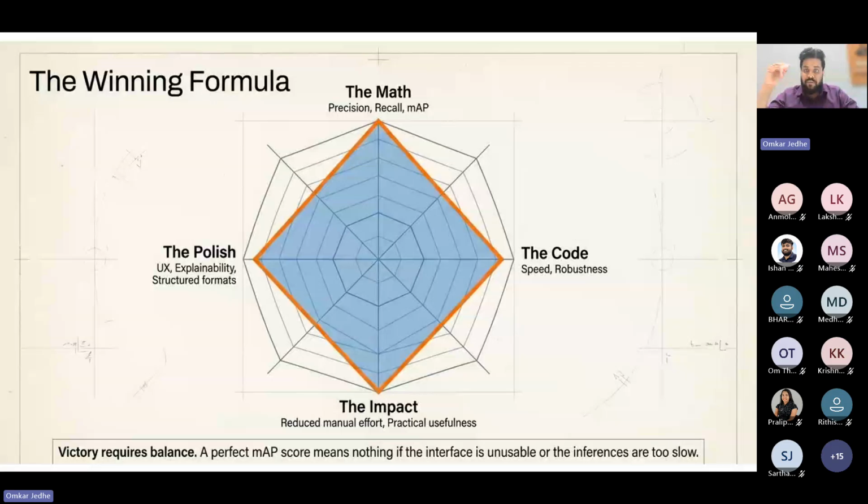The code should be very well structured. Code quality should be nice. The impact that is really going to happen: are you really reducing the manual effort? Is it practically used or not? And how polished your output looks, how easily explainable it is. That is where the real evaluation will happen. A perfect MVP score means nothing if the interface is unusable or the inference part is slow. So victory needs a balance, in how it is measured.